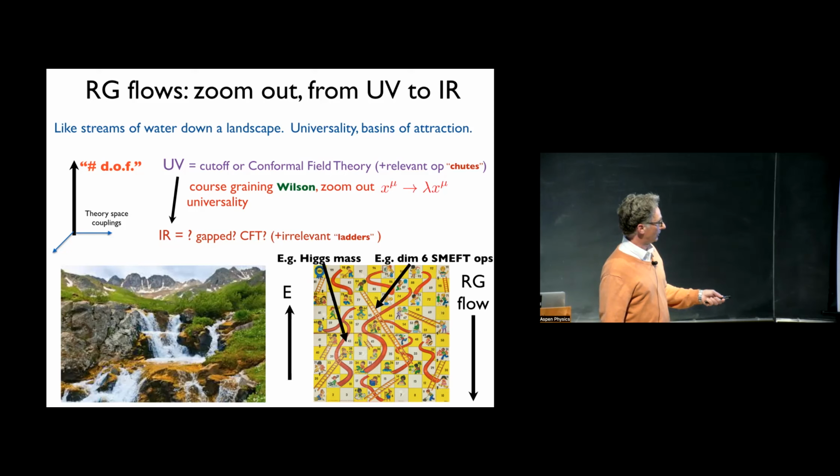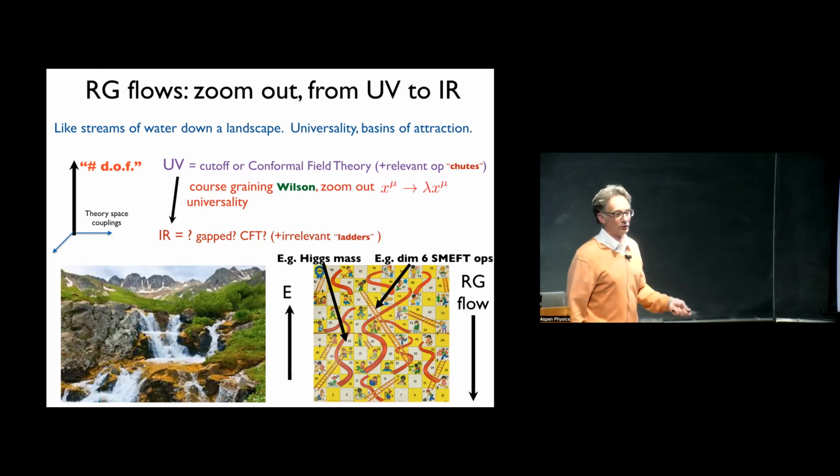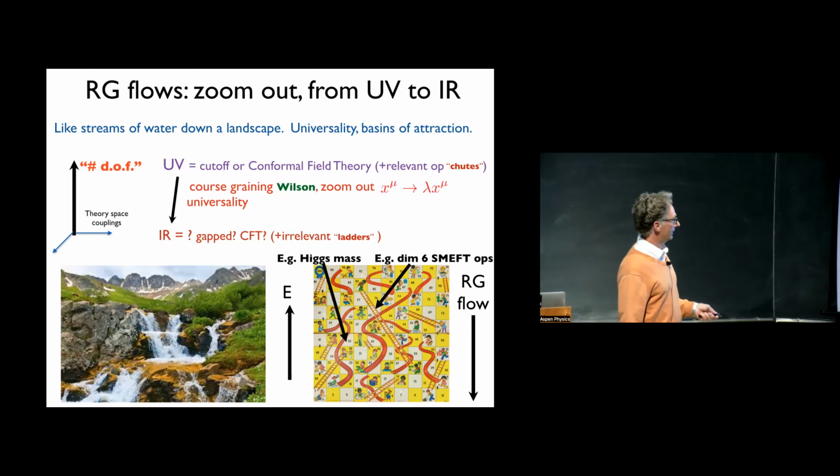So for example, the standard model is a great description of nature, but the LHC is now looking for dimension-6 standard model effective field theory operators, which could be some clue, some ladder to climb up to higher energies and to figure out what happens at shorter distance. And the Higgs mass is like a chute because we have to fine tune it. Otherwise, it's a relevant operator, and it'll go to large values and be something that we don't like.